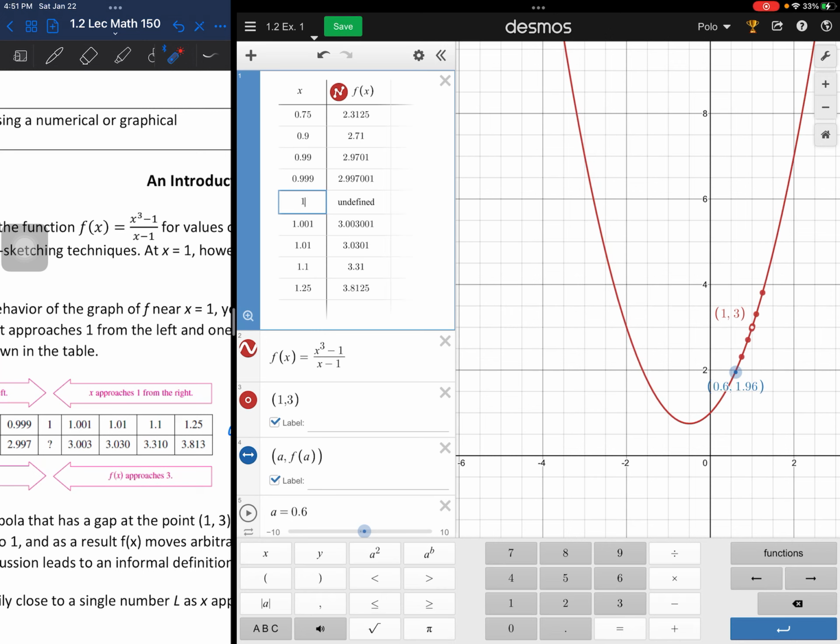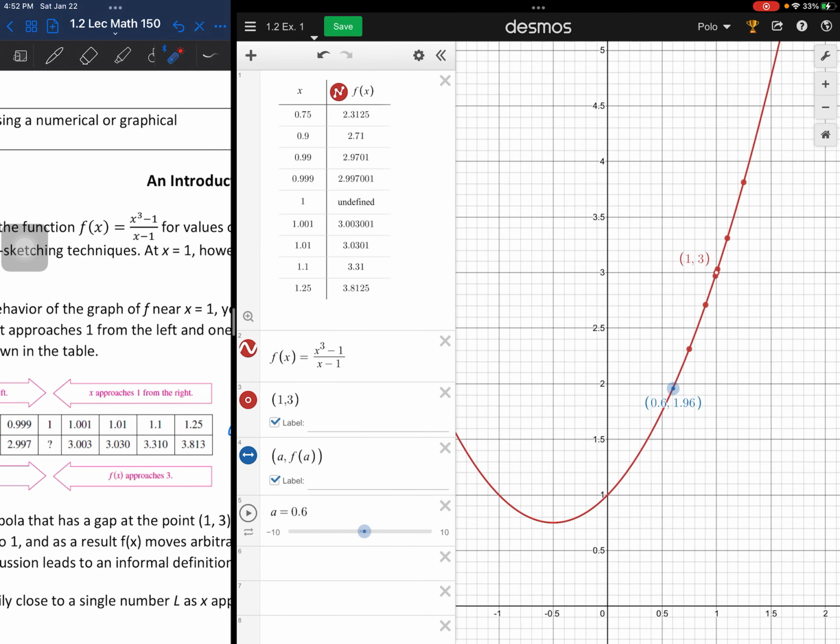If you notice, the numbers that I plug in for x are getting closer to 1. I even plug in 1, and what do we notice? That the value of the function is undefined. But what we are interested in here is seeing what value the function is approaching. In other words, where is y approaching? As you notice here, as x gets closer to 1, I'm going to move my cursor.